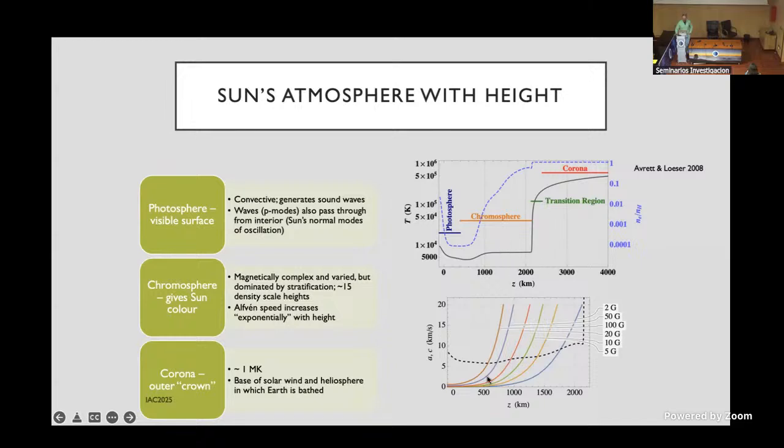But the Alfvén speed, here we're plotting the Alfvén speed for different field strengths. The Alfvén speed increases rapidly with height. So down here, the Alfvén speed is less than the sound speed. Up here, the Alfvén speed is greater than the sound speed. Each of those different colors is just a different magnetic field strength. So you can have quiet sun, you can have active regions, you can have in between.